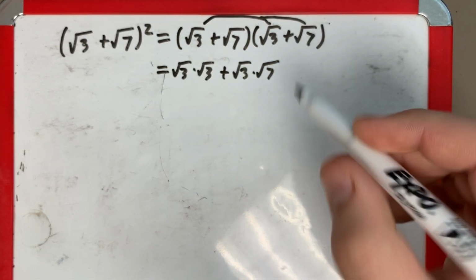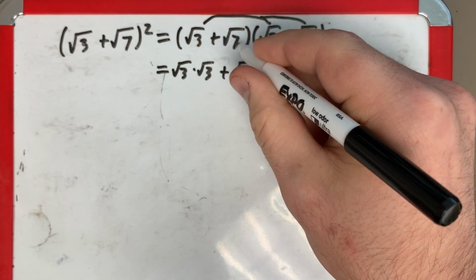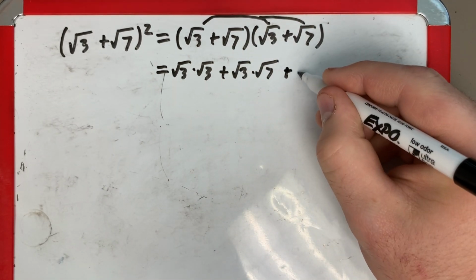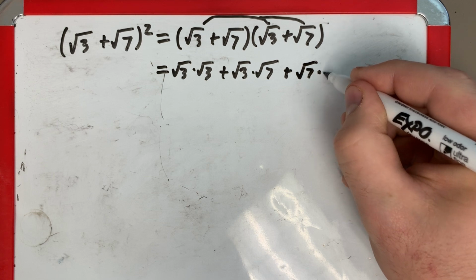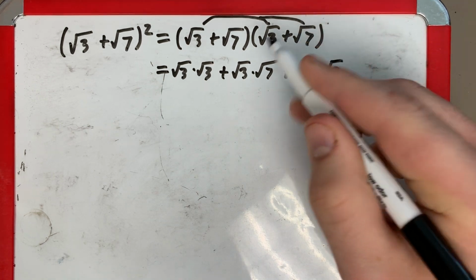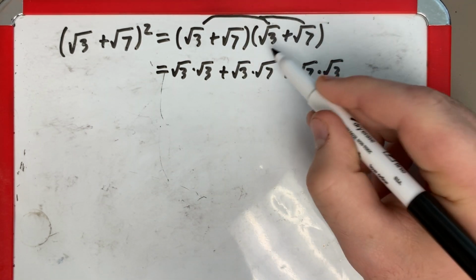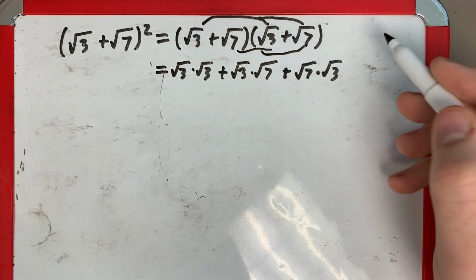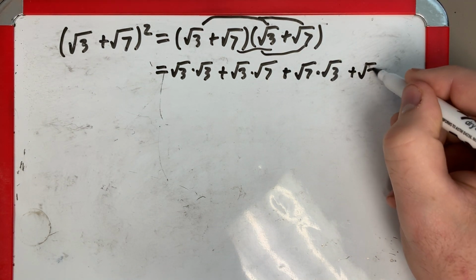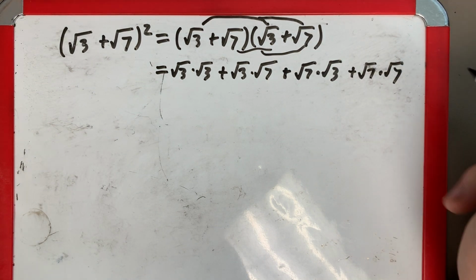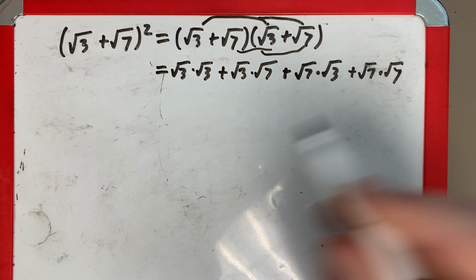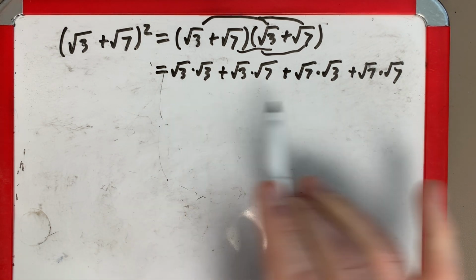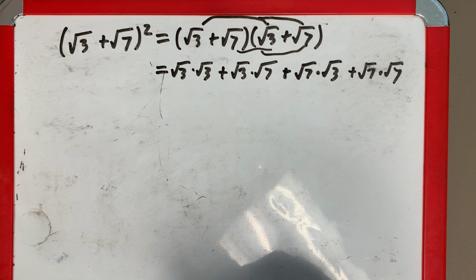We do the second term now. So we have square root of 7 times square root of 3. And then we have square root of 7 times square root of 7. Sweet. All right. So now we just have a bunch of radicals that are all being multiplied together.